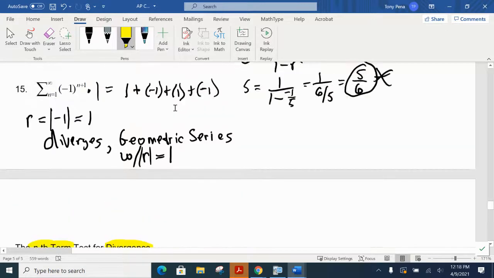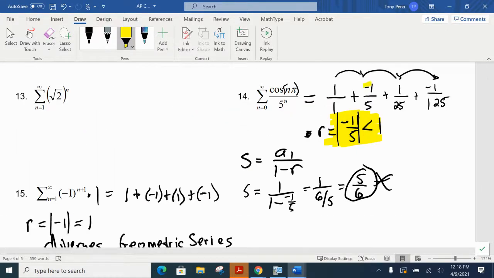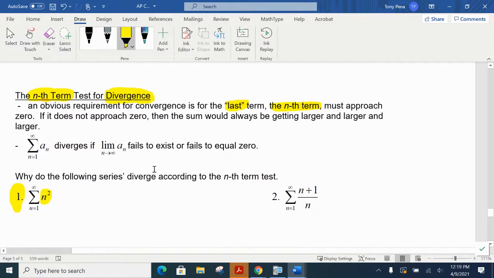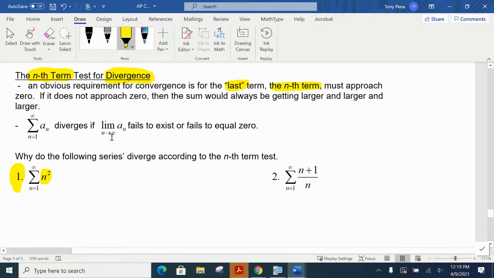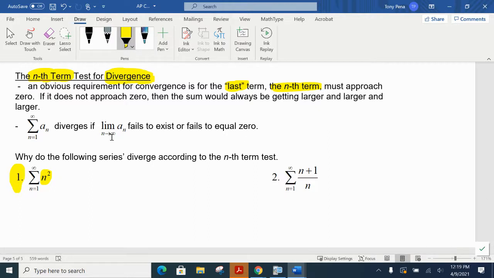So what that references is this idea up here. This was a negative 0.2. Oh God, this is what, 0.04. I don't know what this is as a decimal, but aren't these each getting smaller and smaller? So the further on down the line, aren't those approaching a 0? That's the only way a sum could ever converge, is if slowly but surely all those are getting so infinitesimally small that they're basically having very little impact on our overall sum. So that's what the nth term test, or at least that first sentence, is telling us. An obvious requirement for convergence is that the last term, or the nth term, must be approaching 0. If it does not approach 0, the sum would always be getting larger and larger.